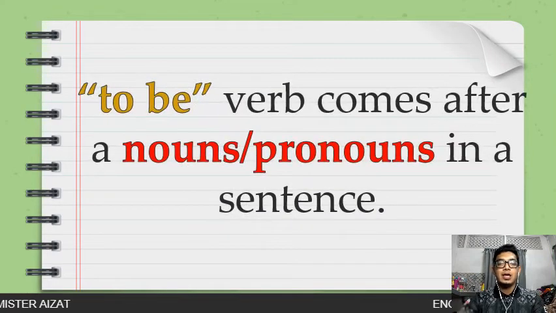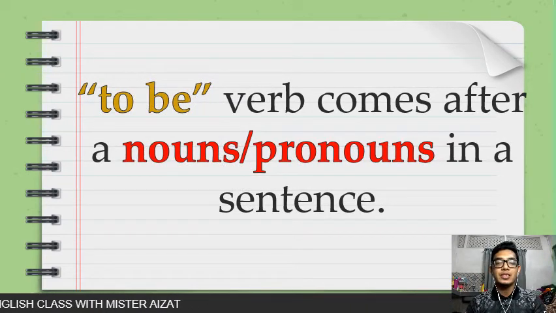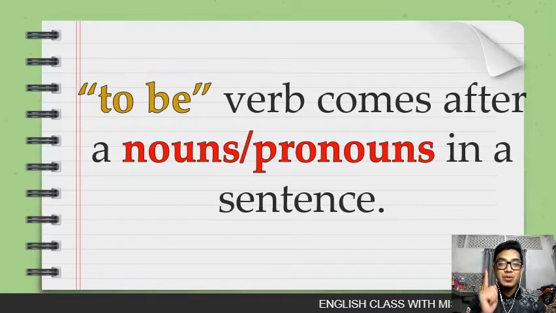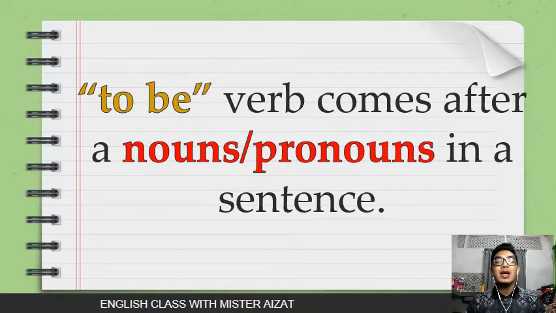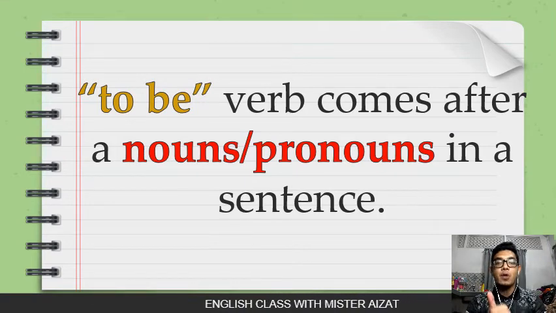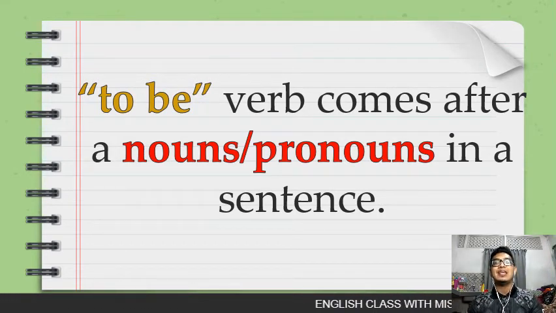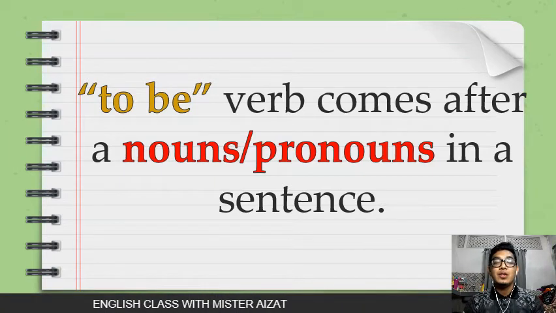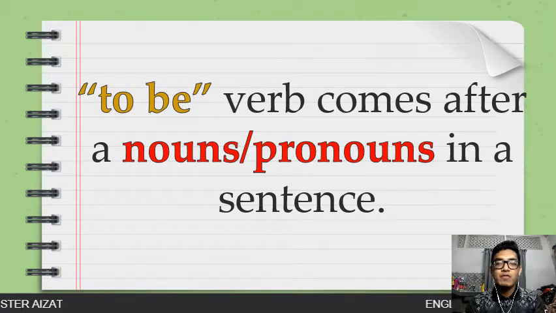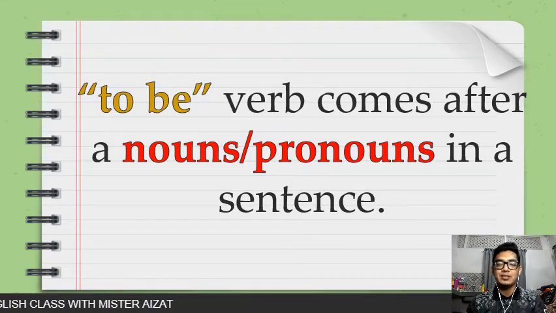Next, to be verb comes after a noun or pronouns in a sentence. Awak perlu ingat, verb to be ni datang selepas nouns, itu kata nama, or pronouns, kata ganti nama, di dalam ayat, in a sentence. So, you must remember, to be verb comes after a noun or pronoun in a sentence.